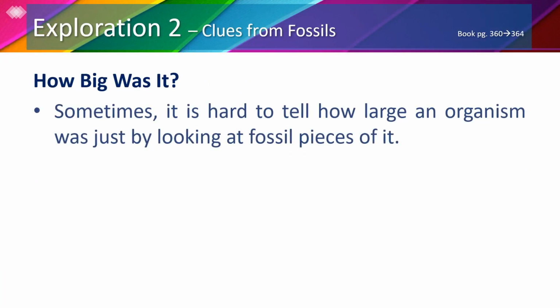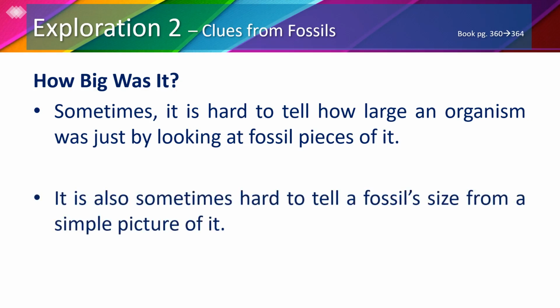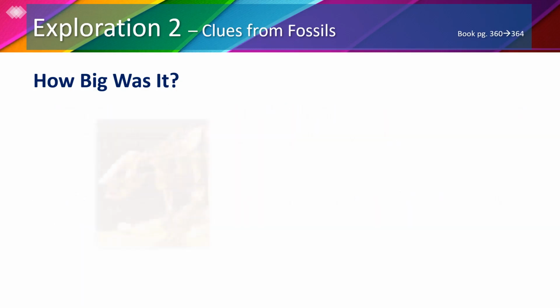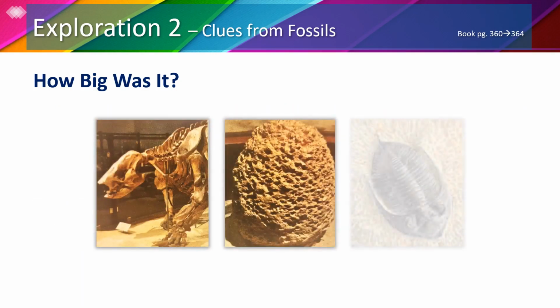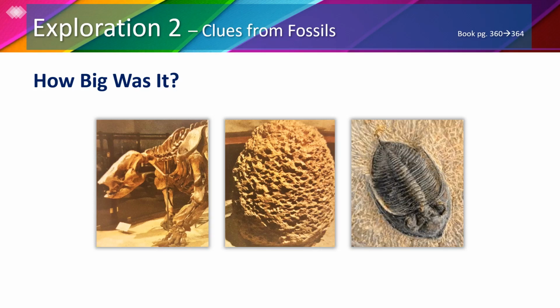Sometimes it is hard to tell how large an organism was just by looking at fossil pieces of it. It is also sometimes hard to tell a fossil's size from a simple picture of it. Like the pictures we see here on page 360, the first picture shows a giant ground sloth fossil. The second picture shows a cycad cone fossil, and the last picture shows a trilobite fossil. Looking at the picture is not enough to help scientists determine their actual sizes.